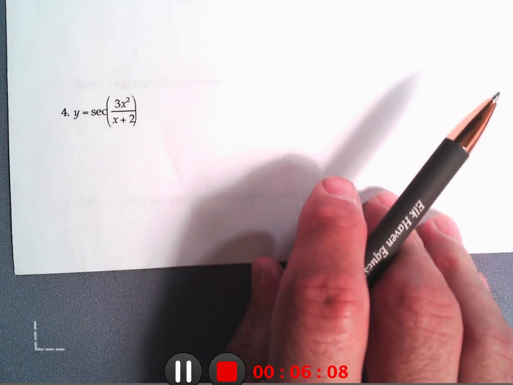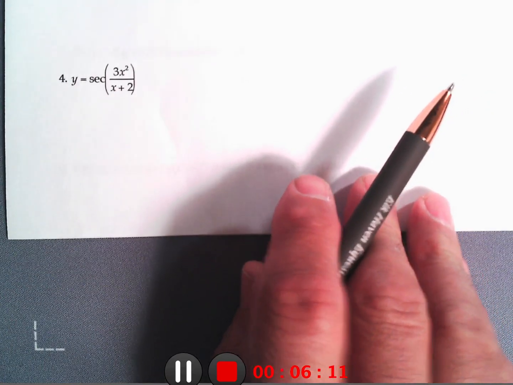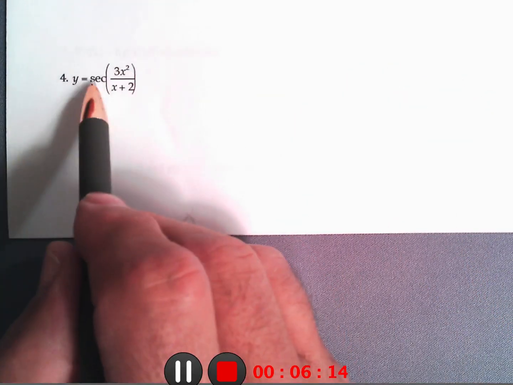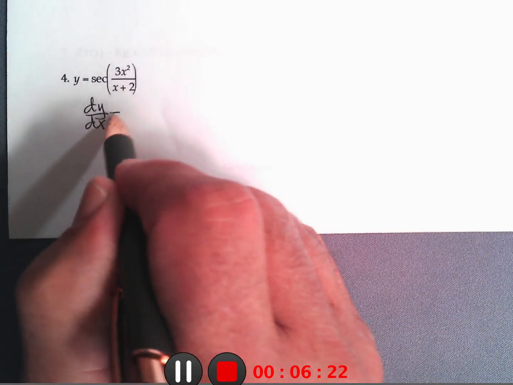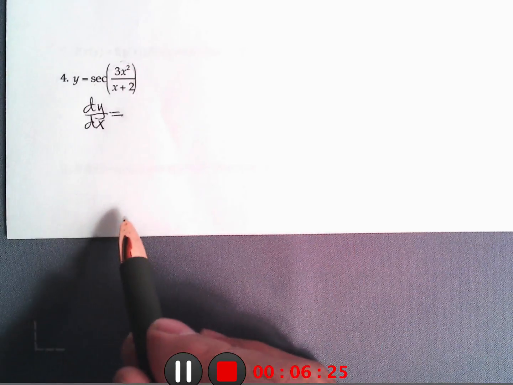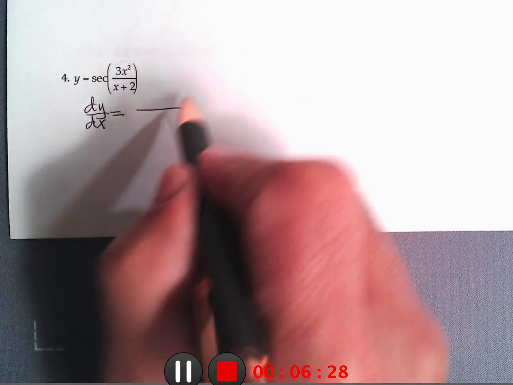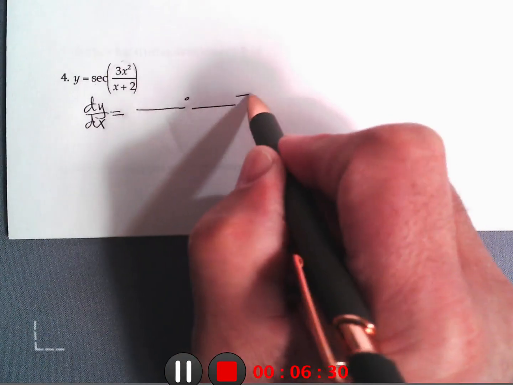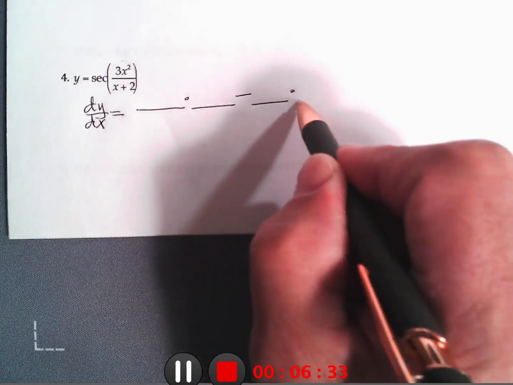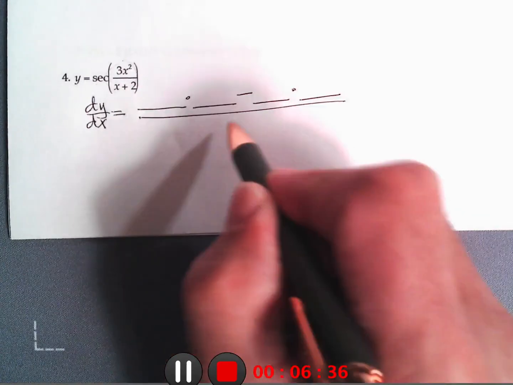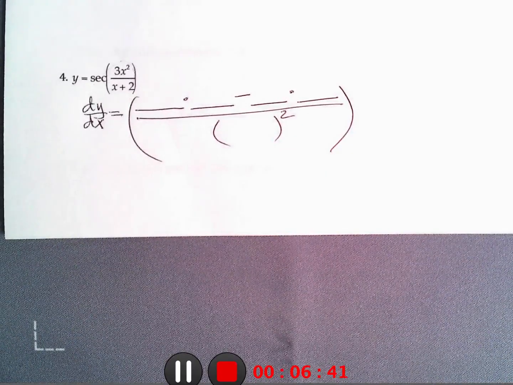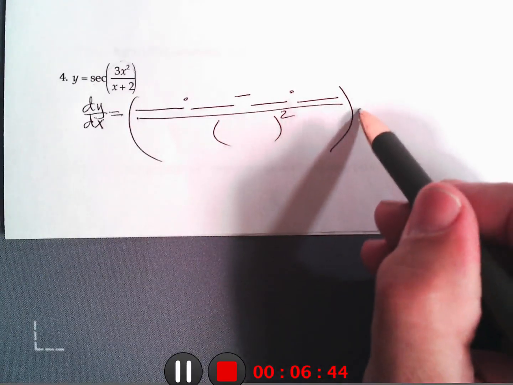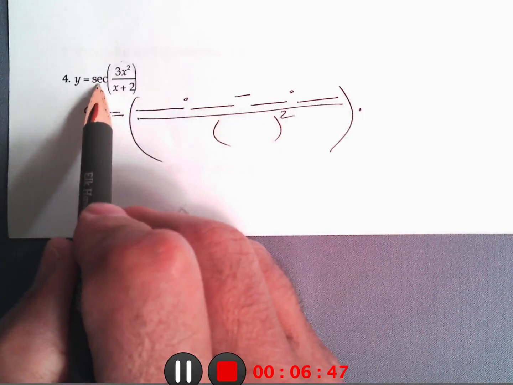Number 4. We have the insides and we have the secant of the insides. So dy dx will be the derivative of the inside, which is a quotient rule, that will give us the derivative of the inside times the derivative of secant with this stuff inside it.